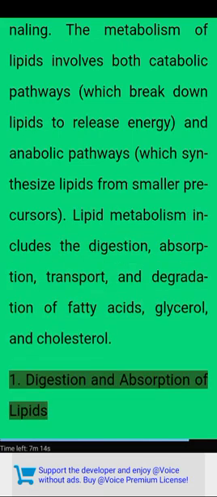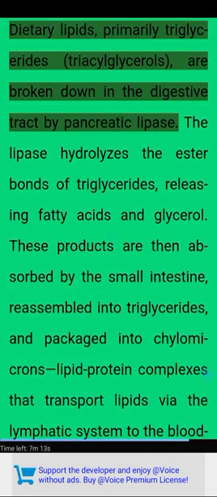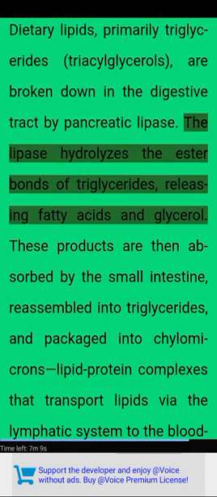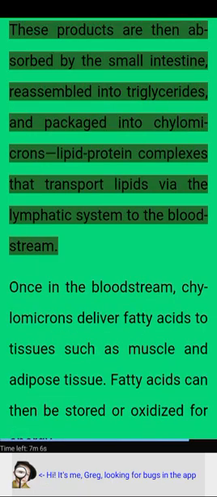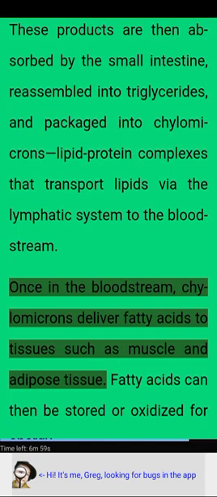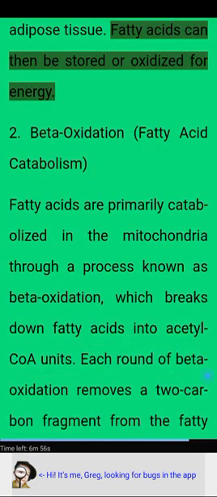1. Digestion and absorption of lipids. Dietary lipids, primarily triglycerides (triacylglycerols), are broken down in the digestive tract by pancreatic lipase. The lipase hydrolyzes the ester bonds of triglycerides, releasing fatty acids and glycerol. These products are then absorbed by the small intestine, reassembled into triglycerides, and packaged into chylomicrons, lipid-protein complexes that transport lipids via the lymphatic system to the bloodstream. Once in the bloodstream, chylomicrons deliver fatty acids to tissues such as muscle and adipose tissue. Fatty acids can then be stored or oxidized for energy.